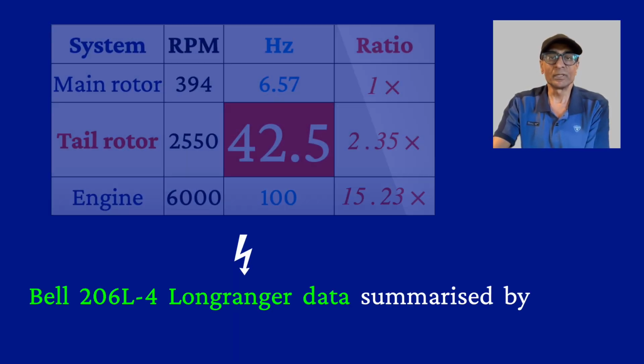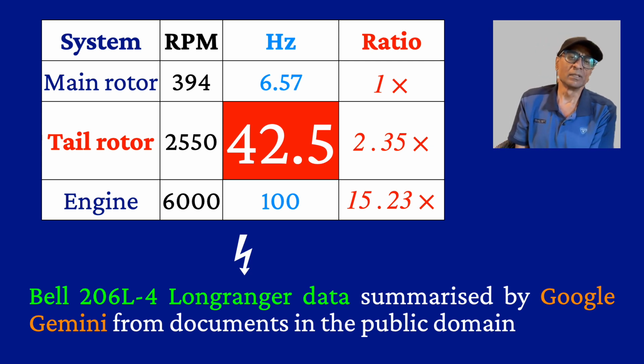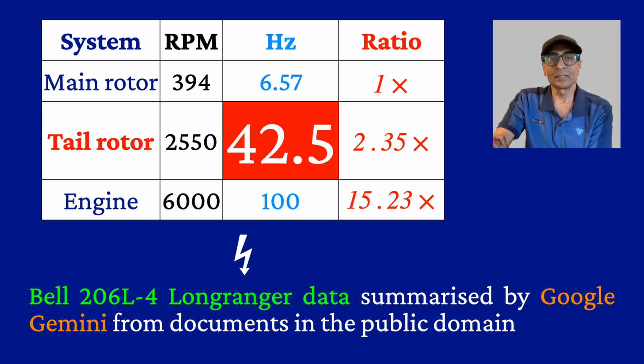So first, some numbers out here. These are from a Google Gemini search, using a lot of documents in the public domain. It's gone through a search and brought out these numbers. I just wanted to focus on that one large number you see, the 42.5 hertz. This happens to be the frequency of the spin of the tail rotor. And this gets multiplied by 2 because the tail rotor happens to be a two-bladed rotor. So that would be the blade passing frequency, which will be about 85 hertz. So just have this number in mind, because we are going to come back to this number in a while.